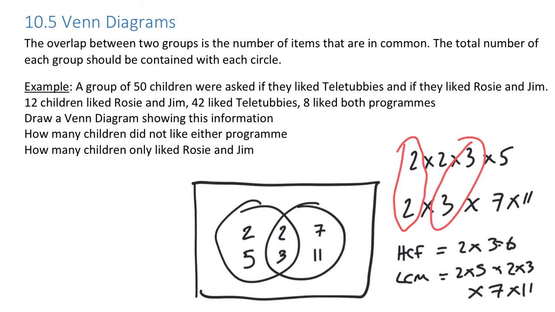So we've looked at Venn diagrams in the past, and we're looking at them now again in the context of data. So the overlap between the two groups is the number of items that are common. So we've looked at that with this numerical example here. The 2 and the 3 are both common. The total number of each group should be contained within the circle. So within the first circle we've got the 2, 3, 2 and 5, which are the 4 terms in the product. And similarly in the second circle we've got 4 terms, and we've got 4 terms in the product.